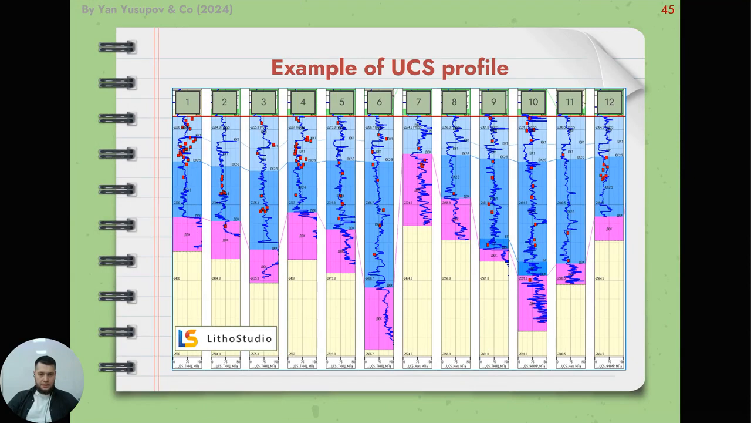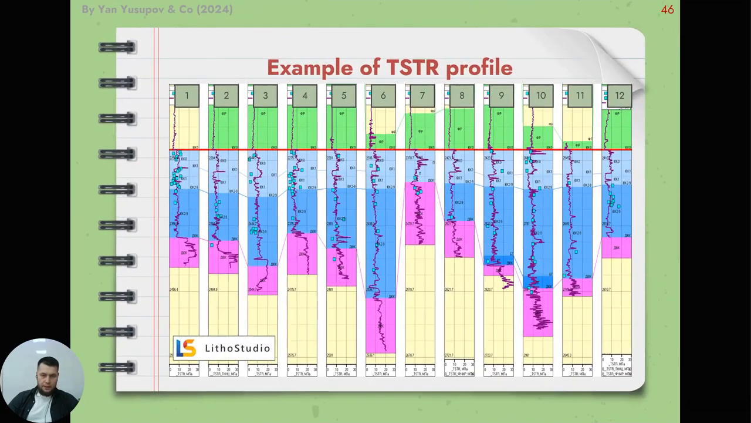Okay, this is an example of a UCS profile for 12 wells. These are clastic rocks. They include mechanical facies such as sandstone and shales. You can see here a good correlation between logs and curve. Another example of TSTR distribution for 12 wells. This is the same cross section that you saw on the previous slide.